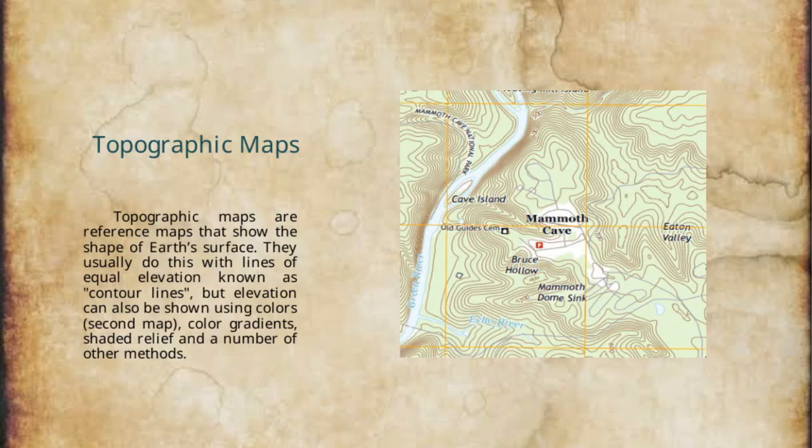Topographic maps are reference maps that show the shape of Earth's surface. They usually do this with lines of equal elevation, which are called contour lines. These lines help us understand the terrain's elevation changes and landforms. Elevation can also be represented using different methods, such as colors, color gradients, shaded relief, and more. These techniques make it easier to visualize the landscape and grasp the topography at a glance. Overall, topographic maps are essential tools for understanding the geography and physical features of an area, connecting to the broader theme of how we interpret and navigate the Earth's surface.